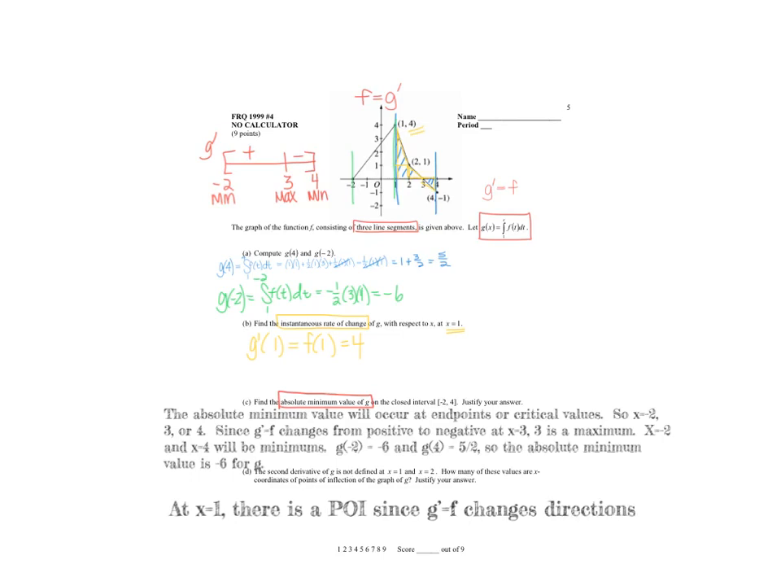Do you have to have those exact words? No. Something with calculus reasoning. Because g prime, which is f, changes from increasing to decreasing, whatever. Then, at x equals 2, there is not a point of inflection since g prime, which equals f, continues to decrease. It doesn't change direction. The slope changes, just not the direction. Yes, no, maybe.